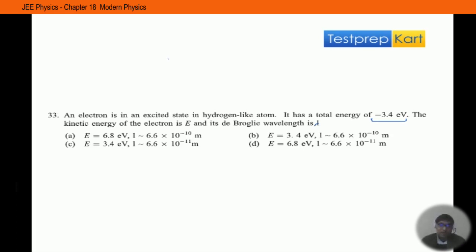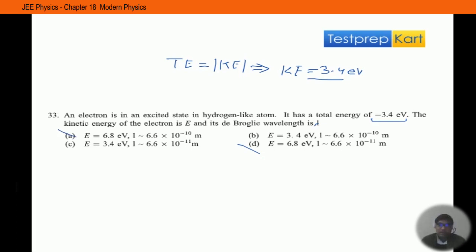So look, the total energy of an electron is always equal to the kinetic energy in magnitude. So if the total energy is minus 3.4 electron volt, it means the kinetic energy is equal to 3.4 electron volt. Means E is equal to 3.4. One thing is sure, so these two are in our favor.